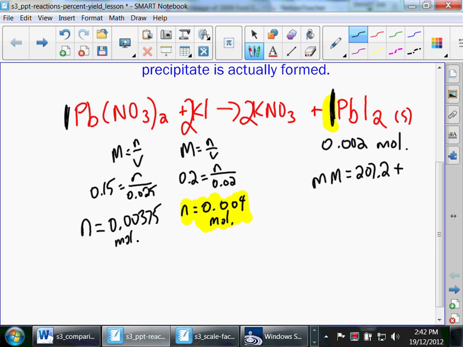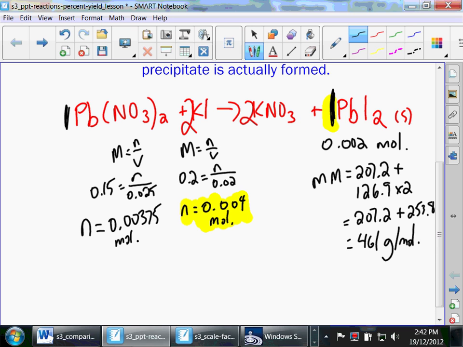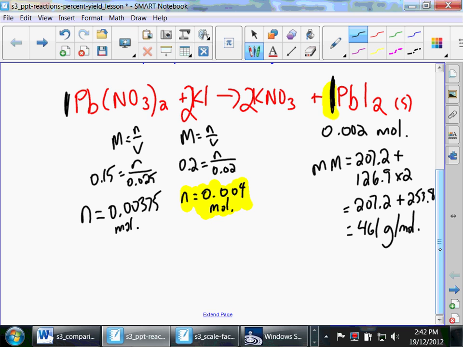Not sure what iodine is. It's 126.90 times 2. Did I say 126.9? I did. Times 2. So when the dust settles here, we're going to get 207.2 plus, that's 127, that's 254, 253.8. So that's going to be 461 grams per mole, which is probably about the biggest molar mass we've seen in a while.